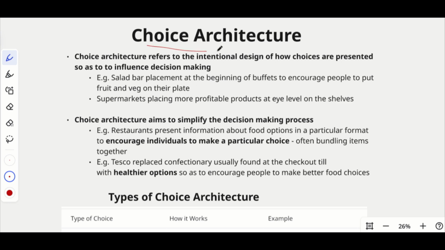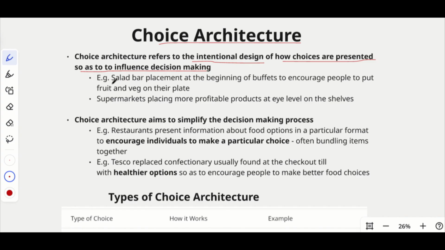Now let's learn about choice architecture. So what is choice architecture? It refers to the intentional design of how choices are presented so as to influence decision making. So let's see how the choices are presented so as to influence the decision making.